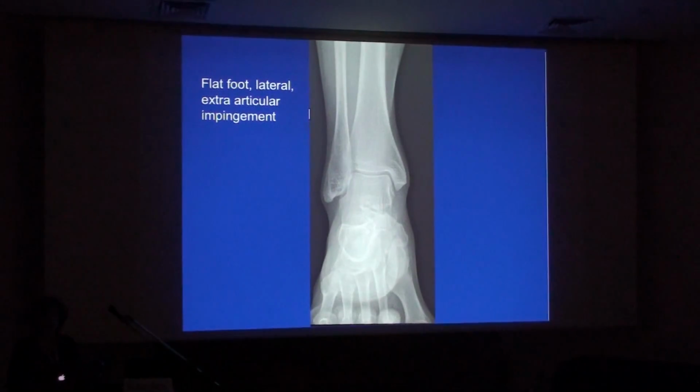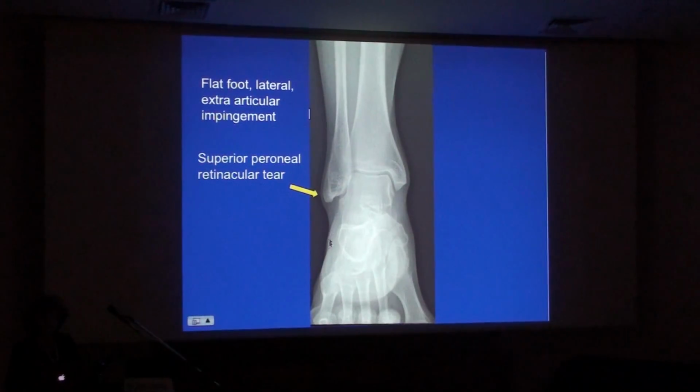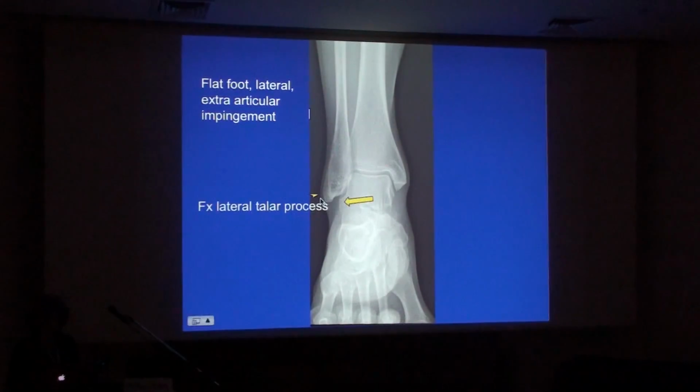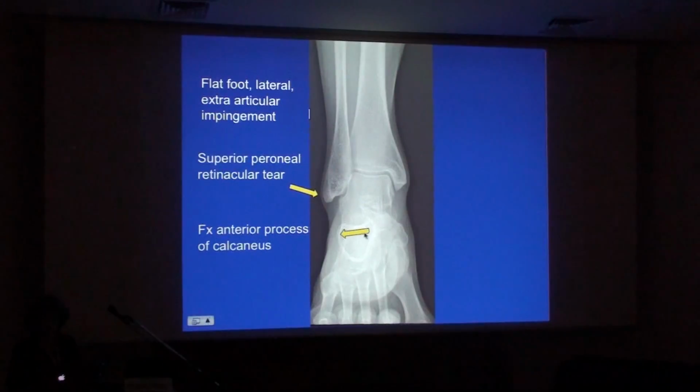So basically, just to summarize what I've been showing you, I've shown you cases of flat foot deformity where you get slanting of the calcaneus. I've shown you cases of superior peroneal retinacular injury. I've shown you cases of fracture of the lateral process of the talus, which you look for here. I've shown you cases of fracture of the anterior process of the calcaneus.